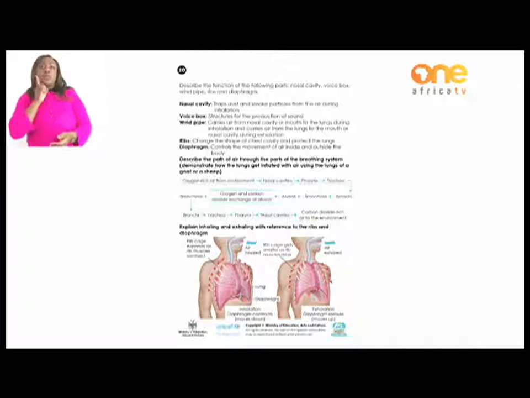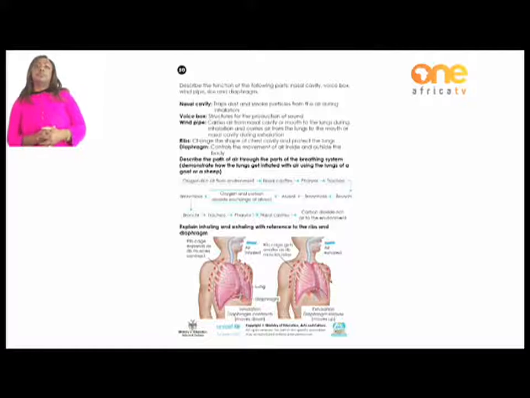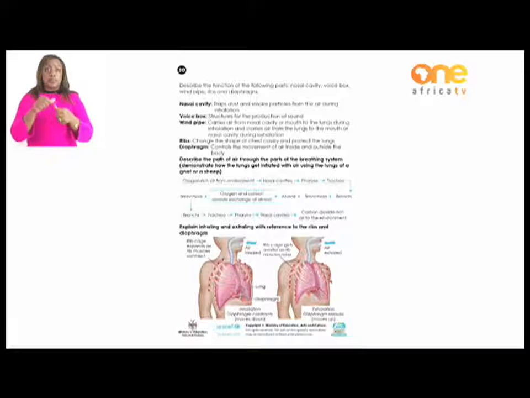Then we move on to the next part of our breathing system, which is the ribs. Ribs change the shape of our chest and protect the lungs. So here we are mentioning two functions of the ribs. The ribs are there for protection, to make sure that whatever hits you on the sides or from the back or from the front doesn't harm the inside part of you, which is actually part of your chest, which are lungs.